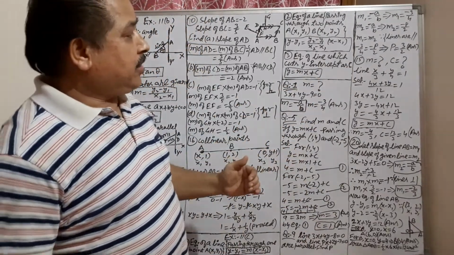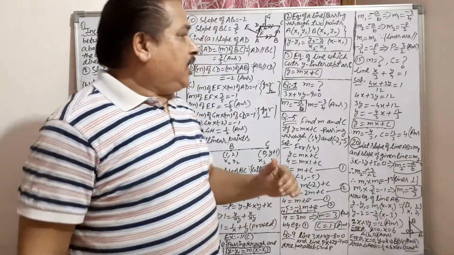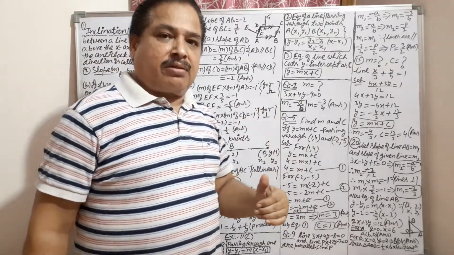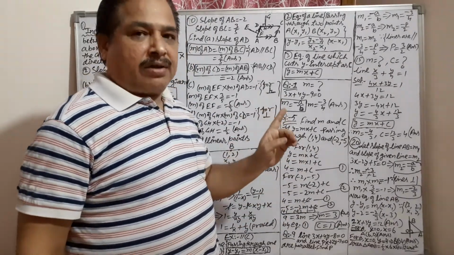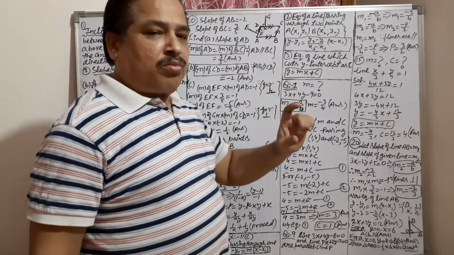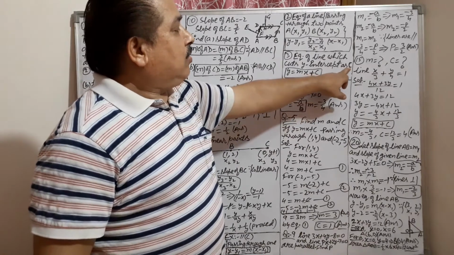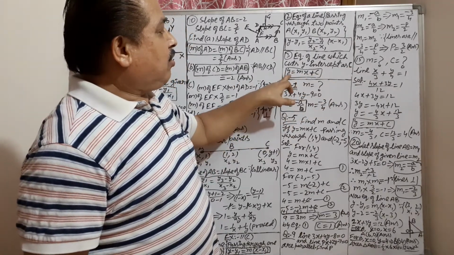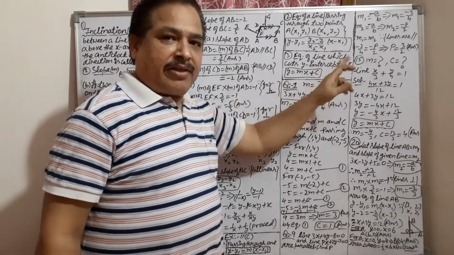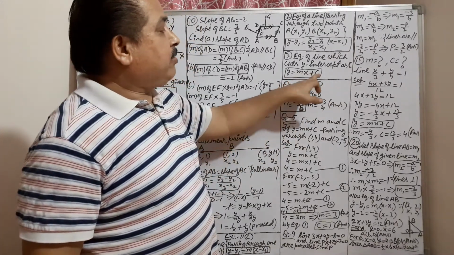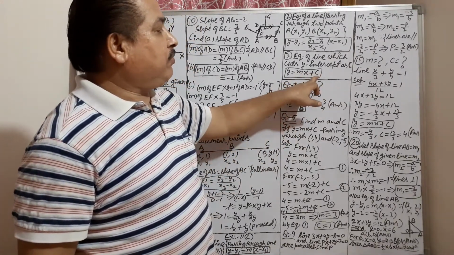What is y-intercept? Actually, it is the length of the y-axis when a line cuts the y-axis. So c means the length on the y-axis from the origin. So this is called y-intercept. What will be the equation of a line with y-intercept c cut by that line? y equals mx plus c. M means slope, c means y-intercept.